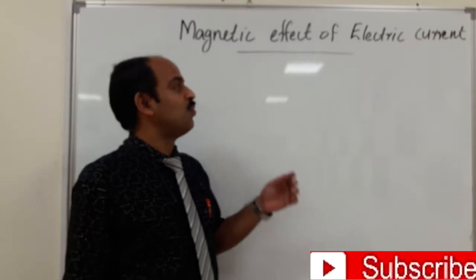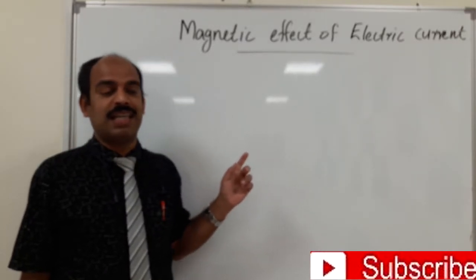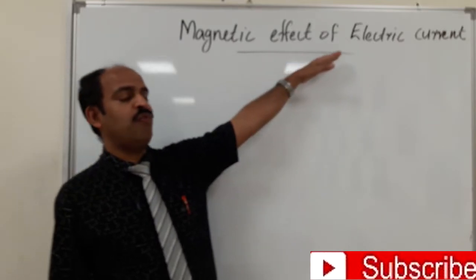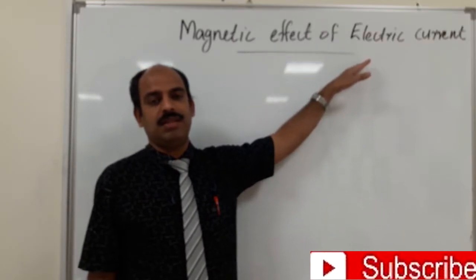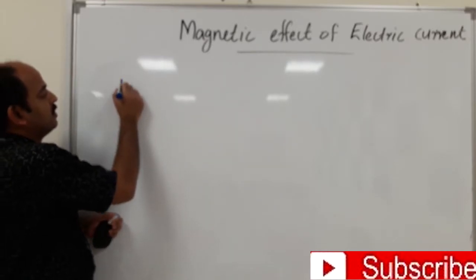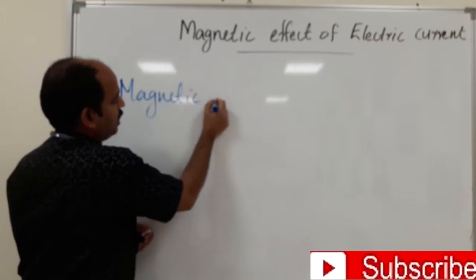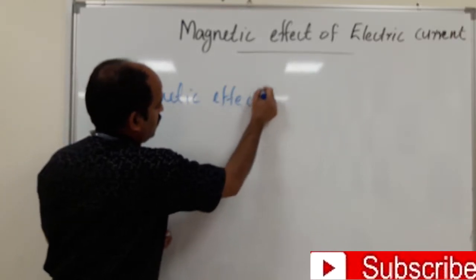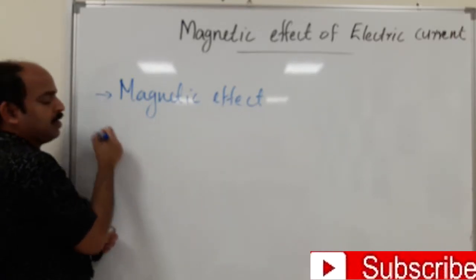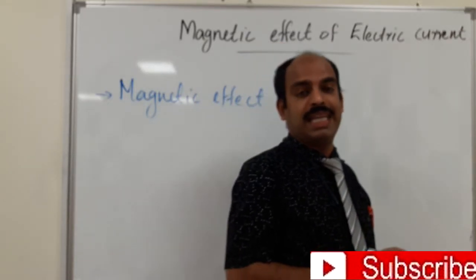Today I would like to discuss grade 10 physics chapter 13, magnetic effect of electric current. We can start with the magnetic effect of electric current. In the previous chapter, we have already studied about the heating effect.